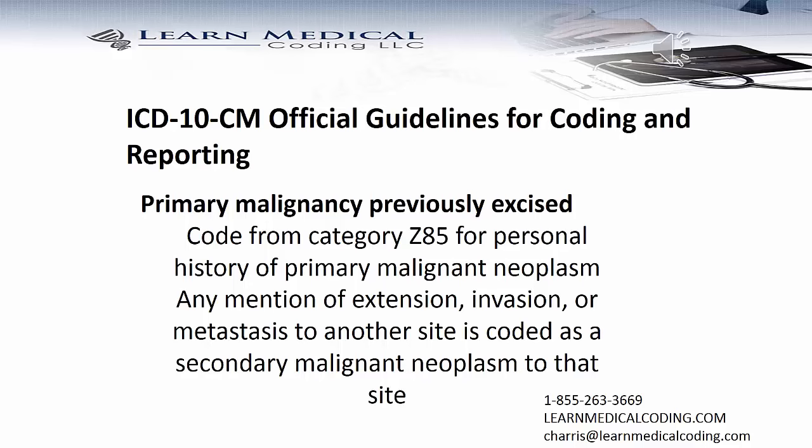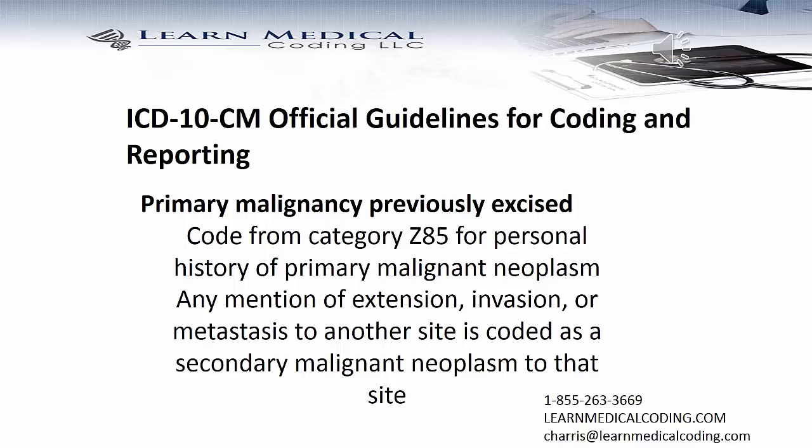Whenever you're coding for a primary malignancy that was previously excised, you would code from Z85 for personal history of primary malignancy of neoplasm, as long as that neoplasm is no longer receiving treatment. It's excised and the patient is no longer receiving radiotherapy, chemotherapy, or anything along those lines. If cancer has been treated, now it's considered to be a history of.